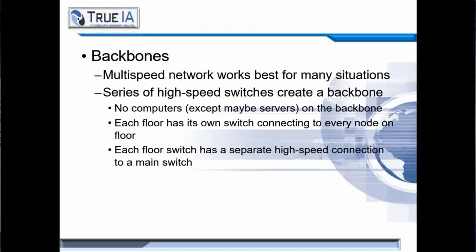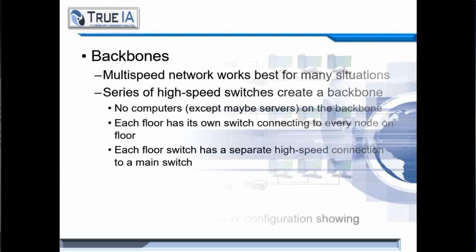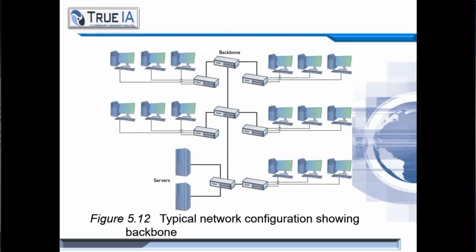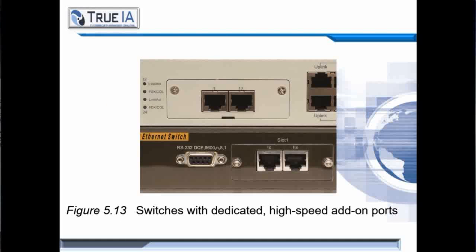No discussion about these megabit and gigabit standards would be complete if we didn't talk about the backbones. A series of high-speed switches basically create a backbone. There are no computers, maybe a server or two, that reside on the backbone, and each floor will have its own switch connecting to every node on that particular floor. And then each floor switch has a separate high-speed connection running back to the main switch or core switch. Here's what a typical network configuration showing the backbone would look like. You see each floor with its own switch, and then each switch running to the core switch, which would then usually land in the server room. Here's a look at the dedicated switch ports that you'll find on today's Ethernet switches.